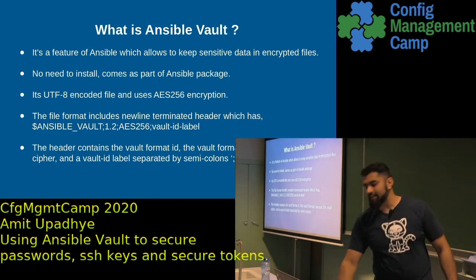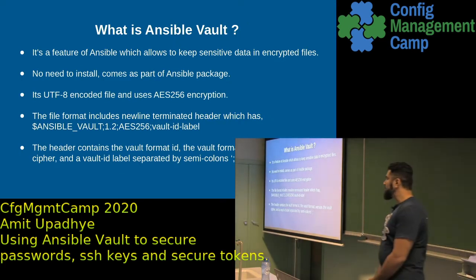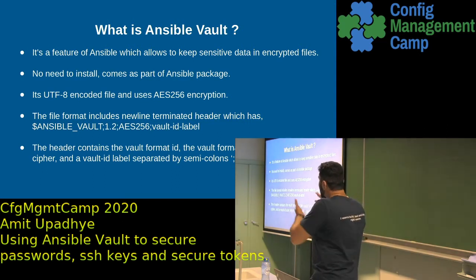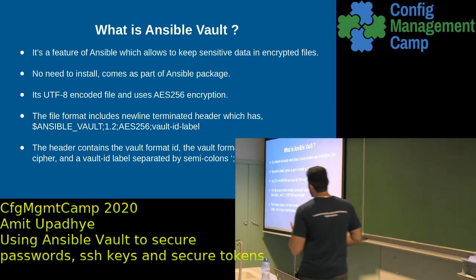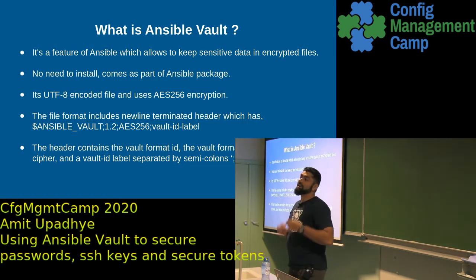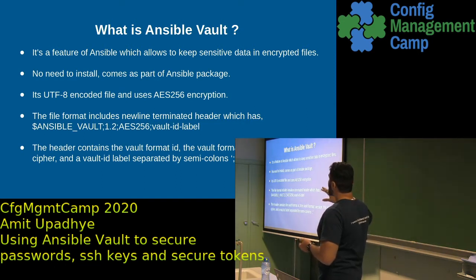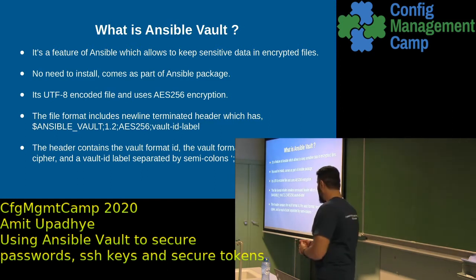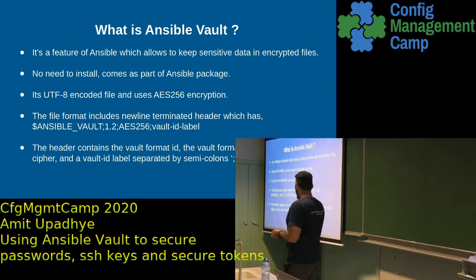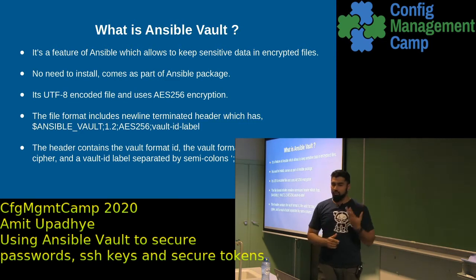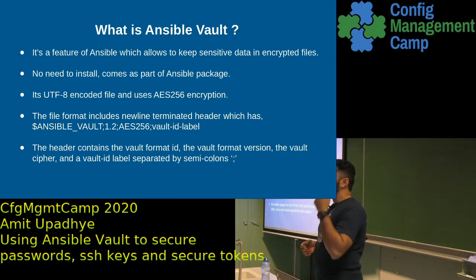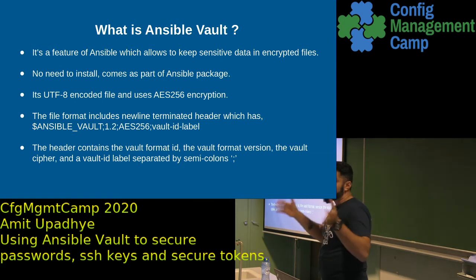It's not that fancy or complicated. The Ansible Vault feature comes with Ansible itself, so you don't need to install an extra package for that. It's basically AES 256 encryption. I don't see any option to change the encryption with Ansible Vault. When you encrypt a file, you get a header like this: Ansible Vault, then the Vault format version. There are two Vault format versions available now, 1.1 and 1.2. I'm sorry, but I don't know the difference between these.